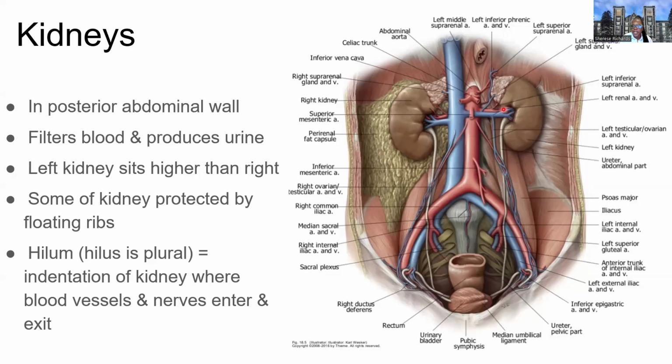Now, the left kidney is going to be slightly higher than the right. And this is because of the liver on the right side. So the left kidney's upper pole is about the level of the 11th rib. The right kidney's upper pole is at the level of about the 12th rib, so slightly lower. And so they're going to be protected by those floating ribs, right? Posteriorly, let's say you had a fracture of your 11th or 12th rib, you really want to make sure that the kidney is not injured in that.